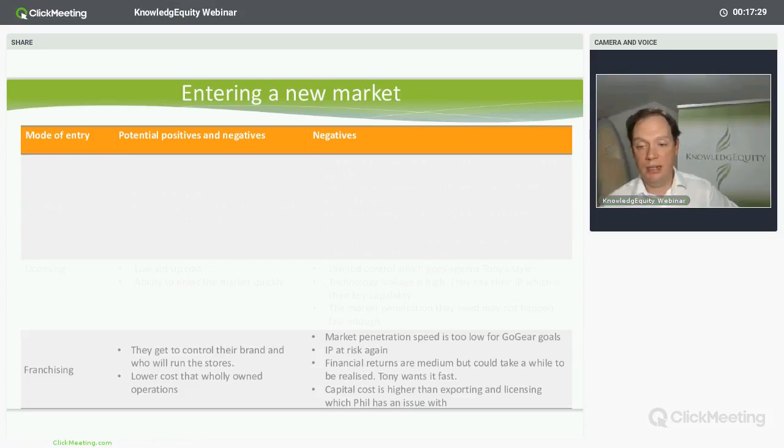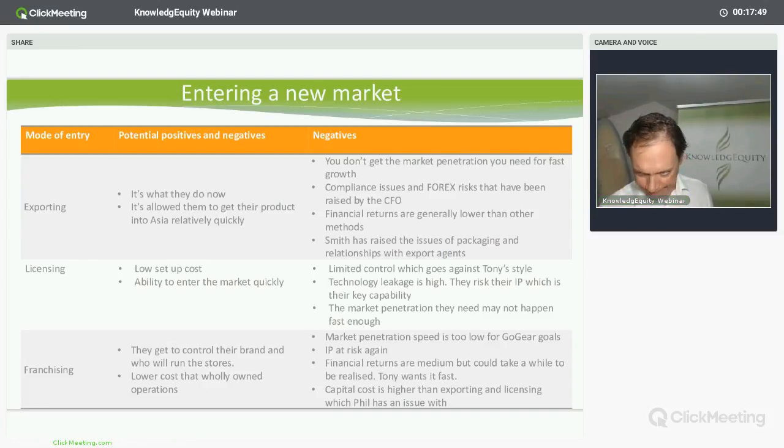Financial returns are okay, they're medium, but could take a while to be realised, right? Your franchisees have to also do their bit and run fantastic operations. Right? If they don't run good operations, it doesn't matter what your cut is. If the sales aren't coming through, you're not getting your revenue. The capital cost is going to be higher. And then we know the CFO has an issue with this. All right.